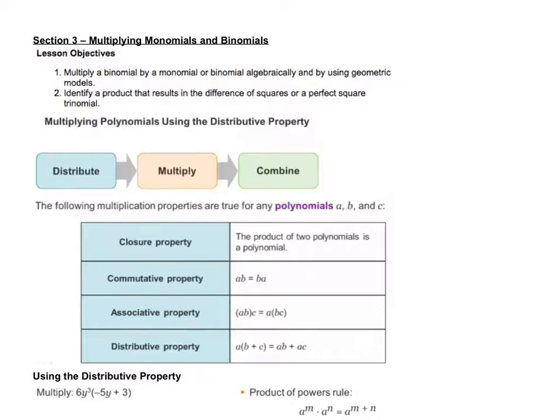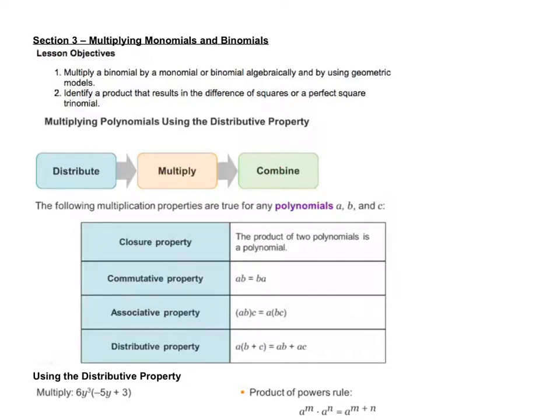Okay, so what we want to do is multiply a binomial by a monomial or binomial algebraically and by using geometric models. We want to identify a product that results in the difference of squares or a perfect square trinomial. Okay. So what I want to talk about first is multiplying polynomials using the distributive property. So what we'll do first is we distribute, multiply, and then we can combine like terms, okay?